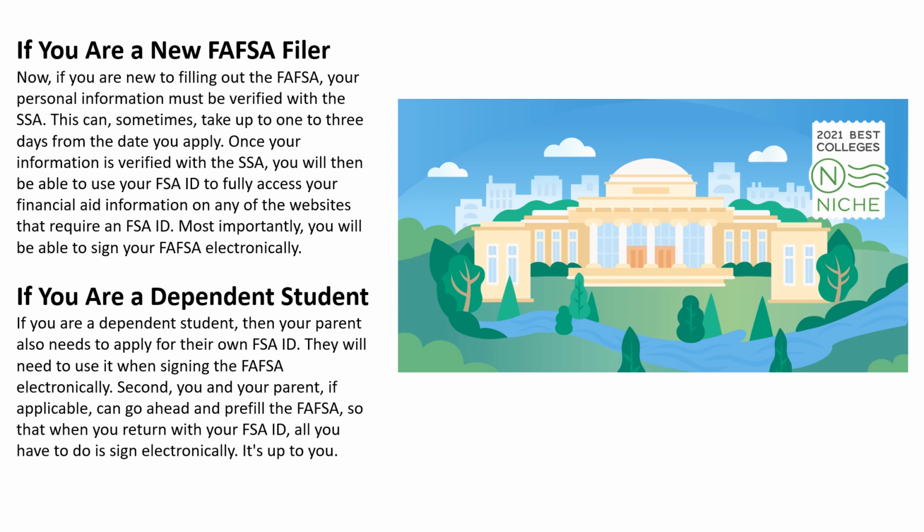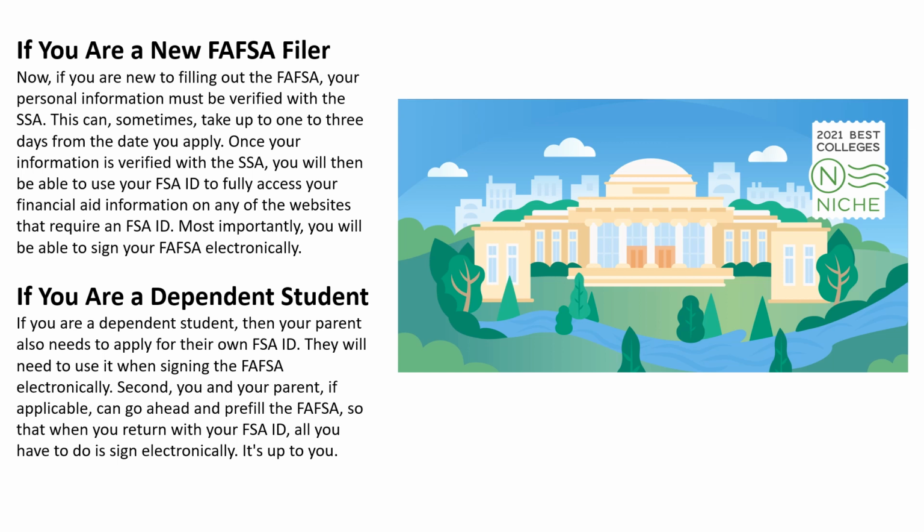If you are a new FAFSA filer, your personal information must be verified with the SSA. This can sometimes take 1 to 3 days from the date you apply. Once your information is verified with the SSA, you will then be able to use your FAFSA ID to fully access your financial aid information on any of the websites that require a FAFSA ID. Most importantly, you'll be able to sign your FAFSA electronically.